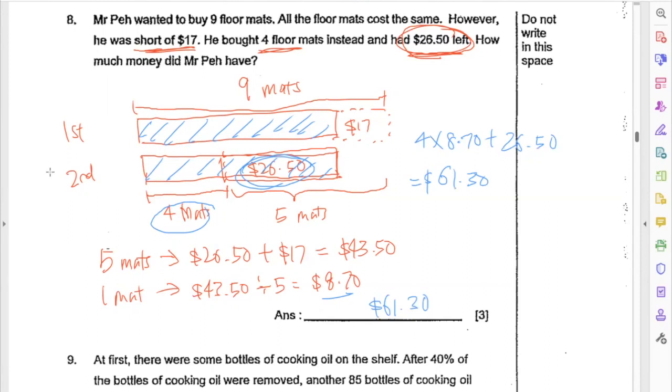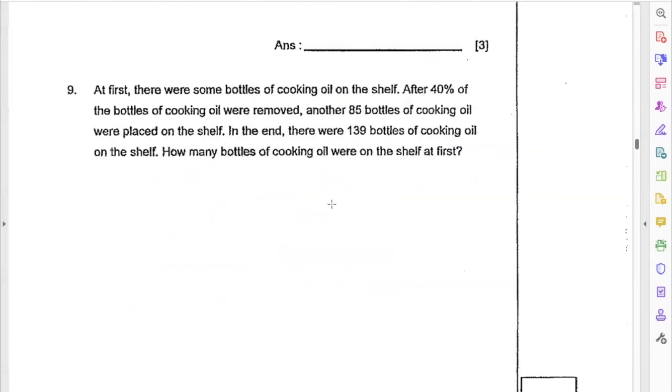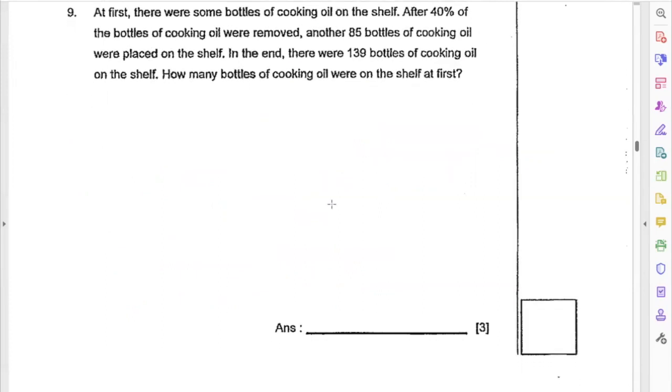Okay, let's continue. Let's go on to question number 9. At first, there were some bottles of cooking oil on the shelf. After 40% of the bottles of cooking oil were removed, another 85 bottles of cooking oil were placed on the shelf. In the end, there were 139 bottles of cooking oil on the shelf. How many bottles of cooking oil were on the shelf at first? So at first, we do not know. So let's record it in this sequence.